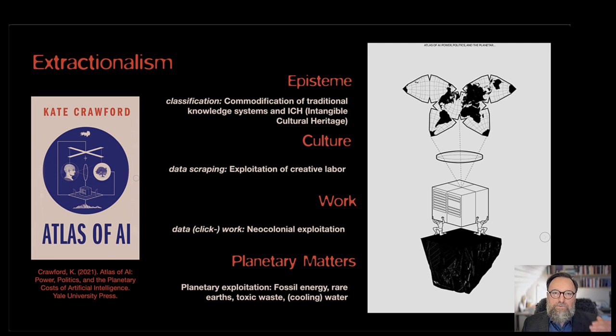And so we have these layers of work, of culture, and then we have the layer of episteme. She called this classification. So what AI does is this kind of categorization that I talked about, classification, commodification of traditional knowledge systems and intangible cultural heritage happens here. So it's taken away, so to say, it's dissected.